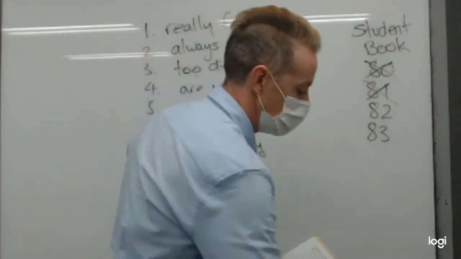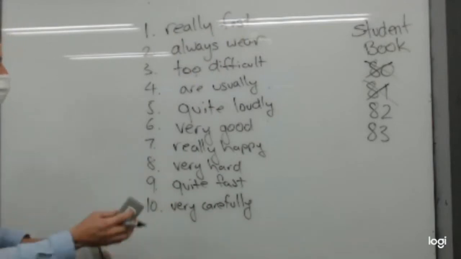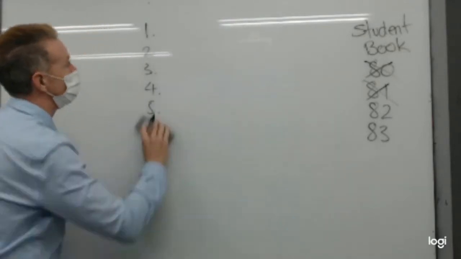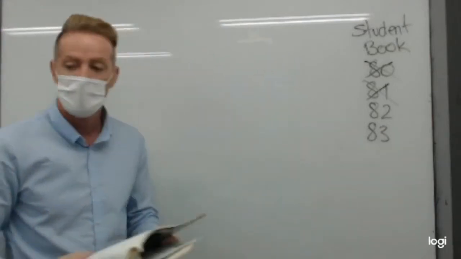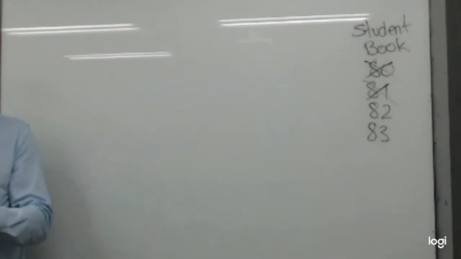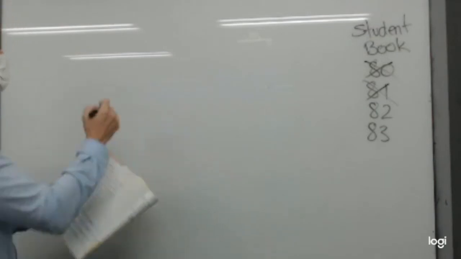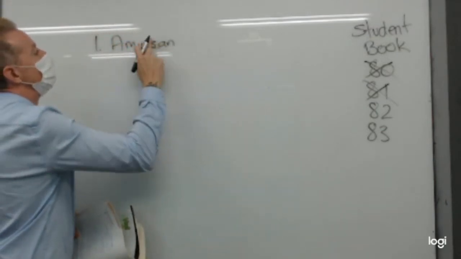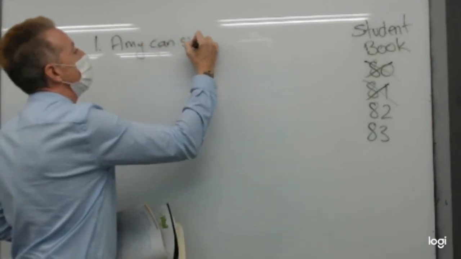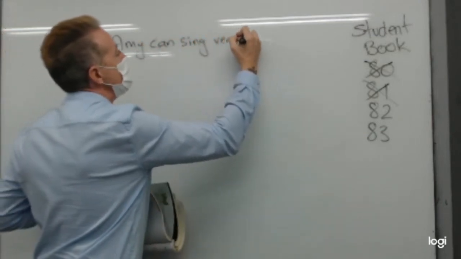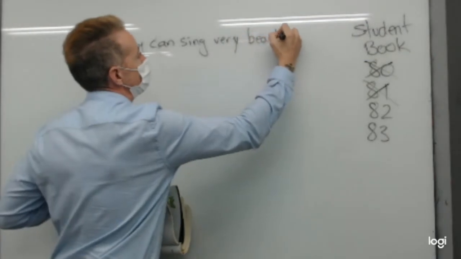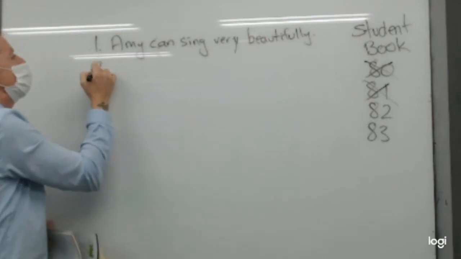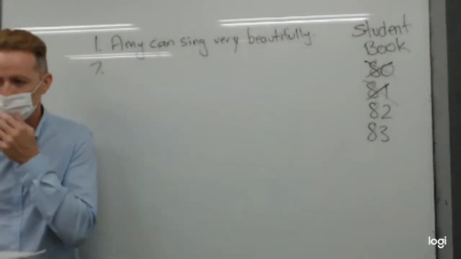Alright, exercise B. We have to write the sentences in the correct order. Sam, you can stop please. Number one. Amy can sing very beautifully. Good. Amy can sing very beautifully.